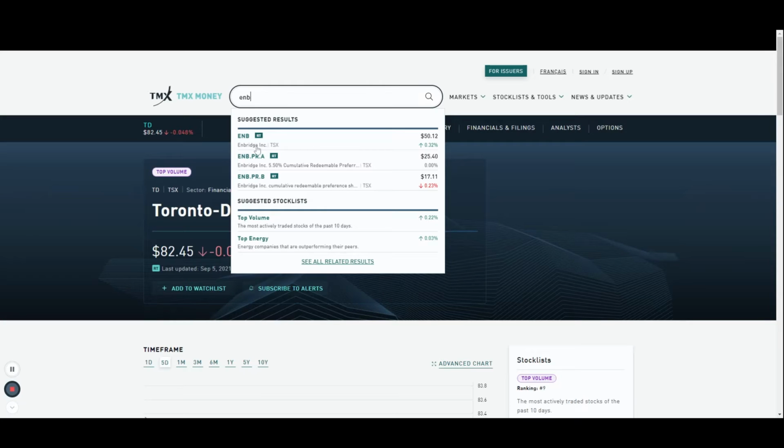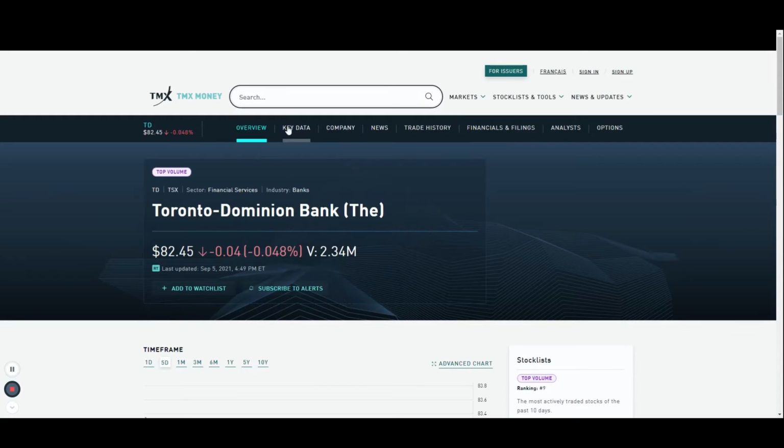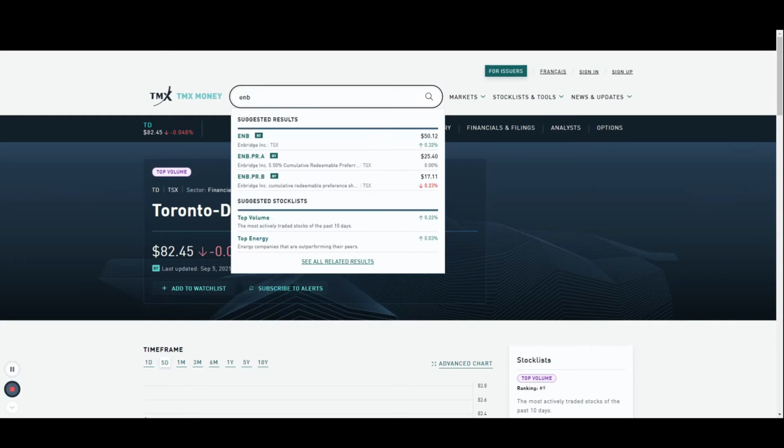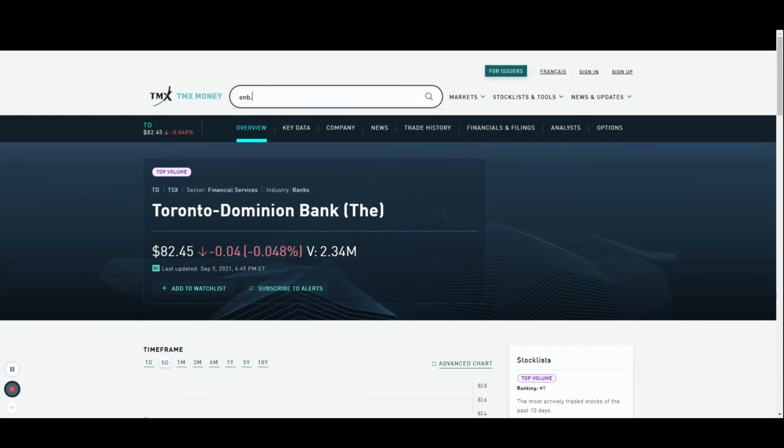So you're not going to be looking up Enbridge here. It probably would still come up. It does, but on some websites it only goes for the ticker symbol, especially on US ones. ENB on the New York Stock Exchange might be a completely different stock than ENB.to would be on that website. So it is important to remember that you are searching for a Canadian stock.